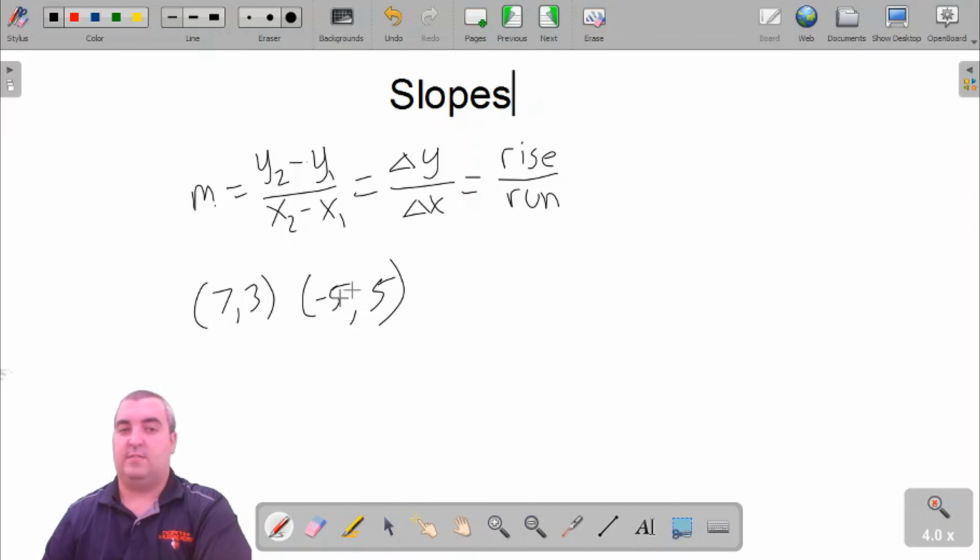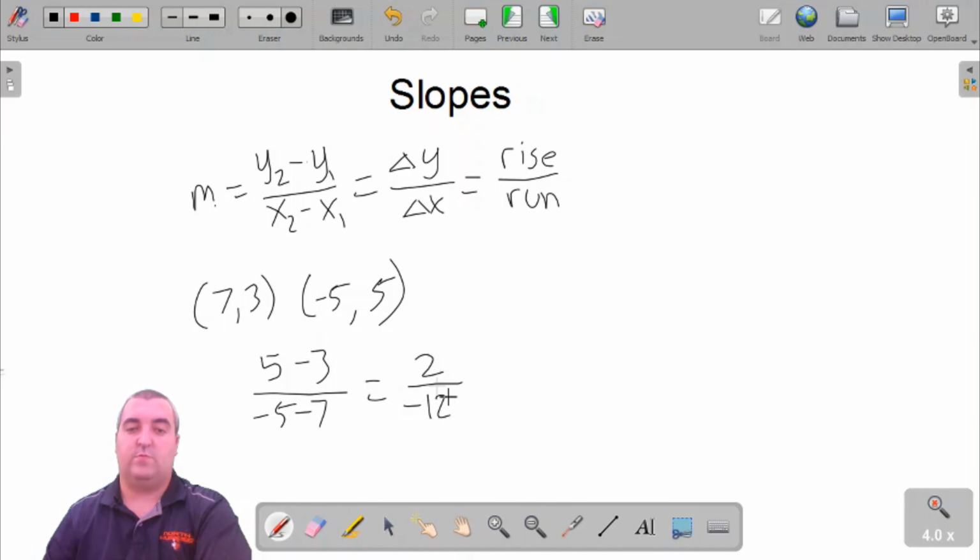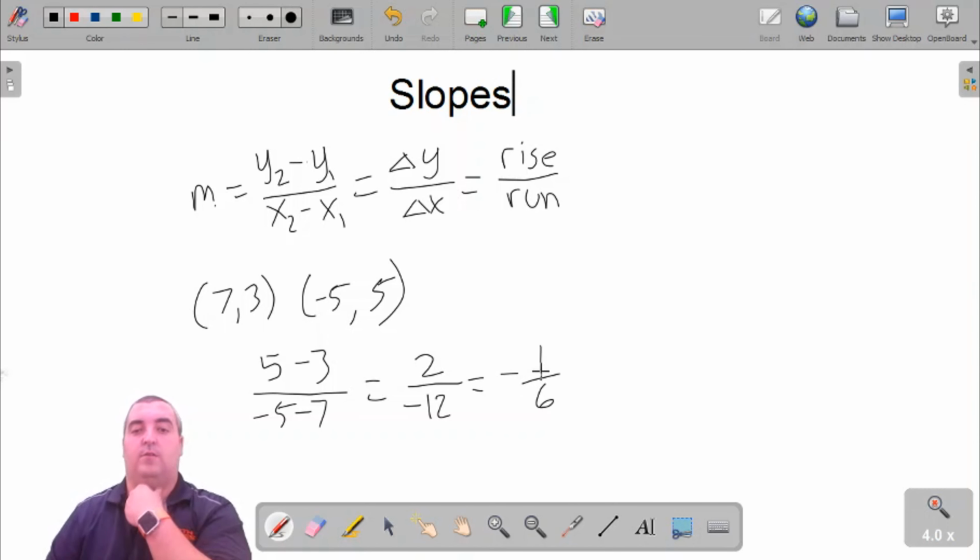I'm just going to say this is our second point, just because it's written second. So 5 minus 3, the change in y's, over the change in x's, so negative 5 minus 7. Now we just simplify. 5 minus 3 is 2. Negative 5 minus 7 is negative 12. Simplify that, so we have a slope of negative 1/6. So every time our y changes by 1, our x changes by 6, and we have to make sure we're taking the negative into account as well.